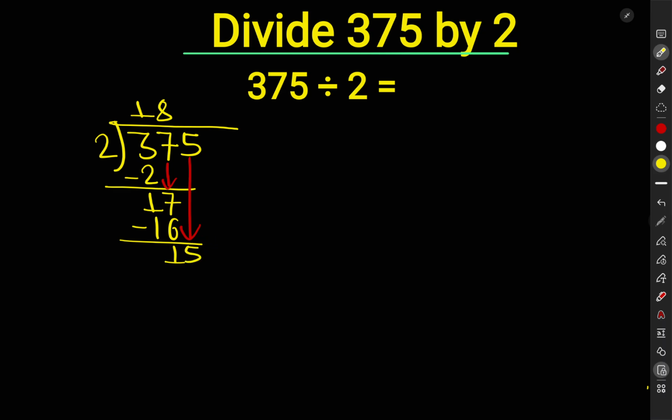So now it is 15 and 2 times 7 means 14. On subtracting we get 1. Again this 1 is less than 2 and there is no other number beside. So we put here a decimal so that we take 0. So now it is 10 and 2 times 5 means 10. On subtracting we get 0.